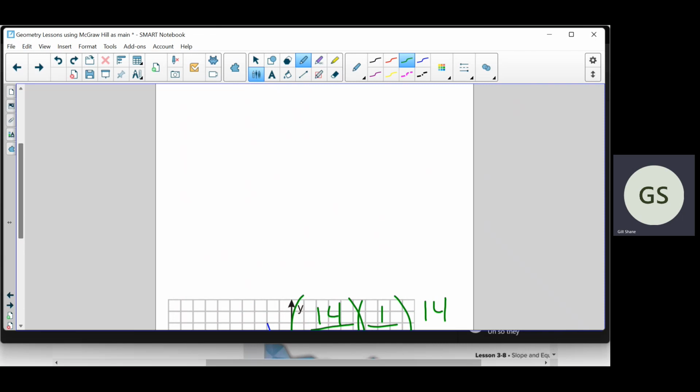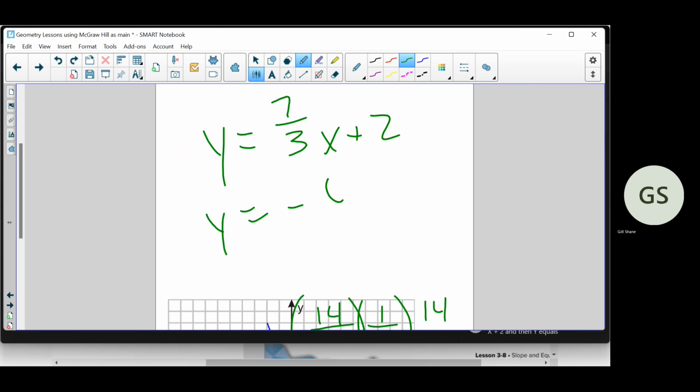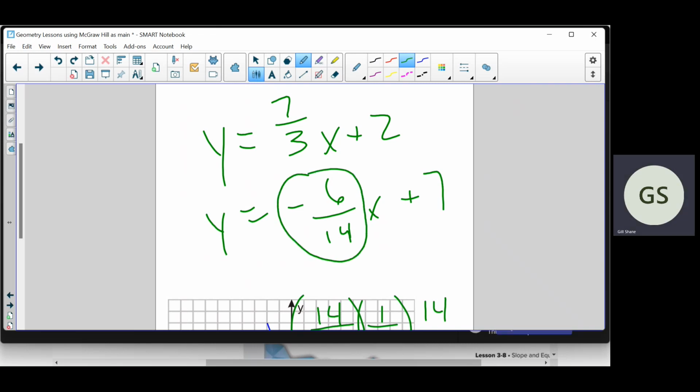So they might give you a problem maybe like this with two equations of lines, y equals 7/3 x plus 2, and then y equals -6/14 x plus 7, or something like that. So those are the two slopes. If y is all by itself, this is y equals mx plus b, then those are the two slopes.